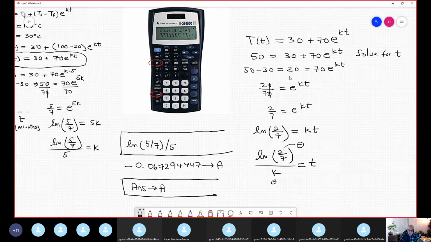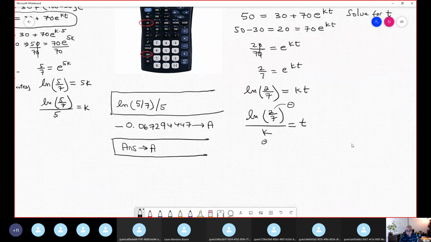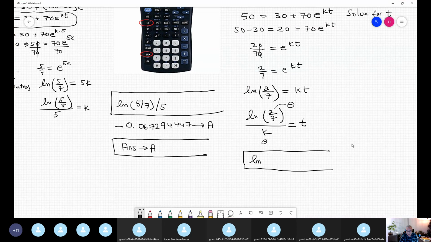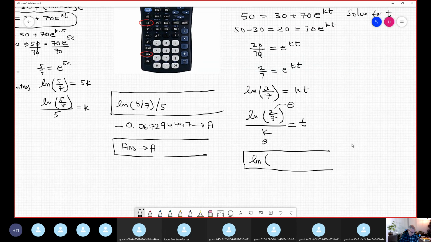You put it in a calculator something like that. Look, I put in a calculator something like that. This is my display. I put ln, parentheses. Okay, ln. You put 2 over 7, 2 over 7. Close the parentheses.